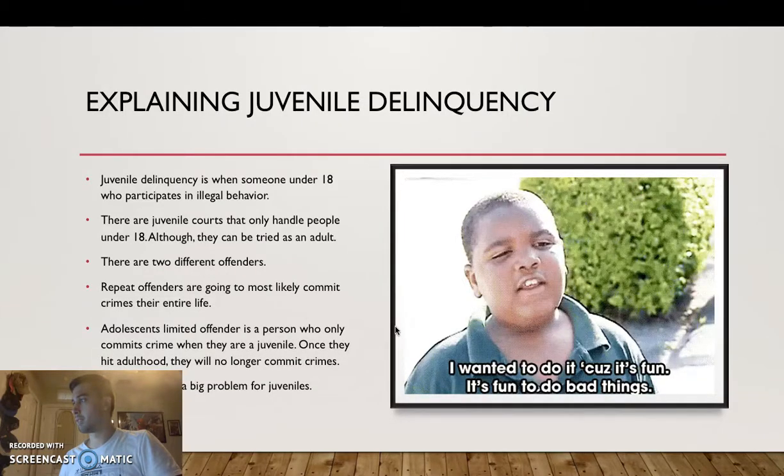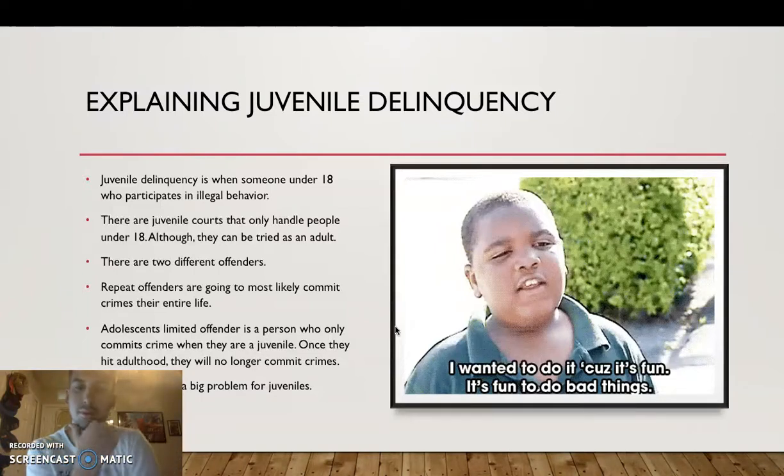So, explaining juvenile delinquency. Juvenile delinquency is just someone under 18. They're not adults. That's why it's called juvenile delinquency. They're under 18. It's pretty self-explanatory. There's a whole different type of court, juvenile court. That's only for people under 18, although they could be tried as an adult. So it really depends on the factors or the severity of the crime.